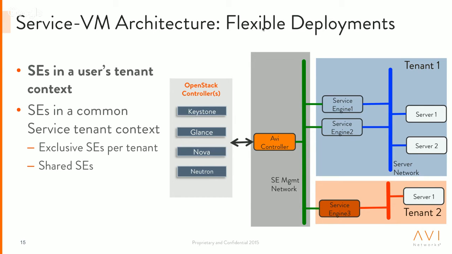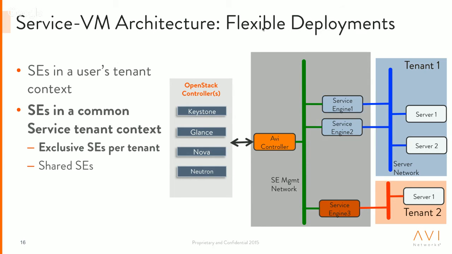So one of the things is service engines in tenant context, where you basically create them in the tenant context, and they're still connected to the control and management network in a separate context. Or you can have all the service engines be created in a common service tenant context so that they can charge based on how many load balancers are created rather than how many VMs they're using. So it's basically a different chargeback model and different ways that people want to manage.